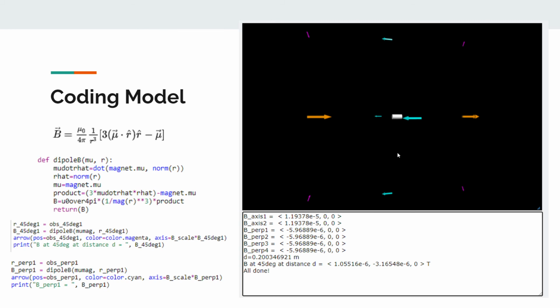To calculate the magnetic field at these observation locations, the code takes in our data and calculates the field at each specific point based on this equation. You can see here's the written out equation mathematically, and then here is the equation in Python, and then here is the code for my arrows. This is a very good visualization of the magnetic field.